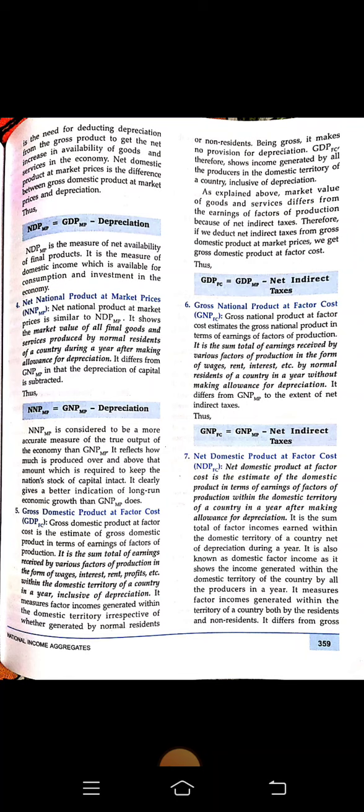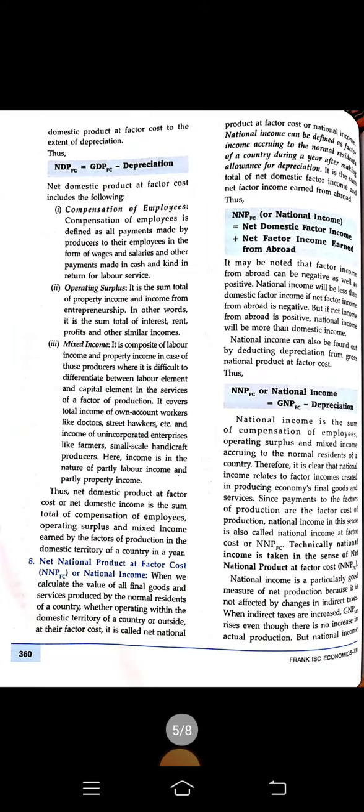Next we are having net domestic product at factor cost, NDP FC. Net domestic product at factor cost is the estimate of the domestic product in terms of earnings of factors of production within the domestic territory of a country in a year after making allowances for depreciation. That is, NDP FC is equal to GDP FC minus depreciation.